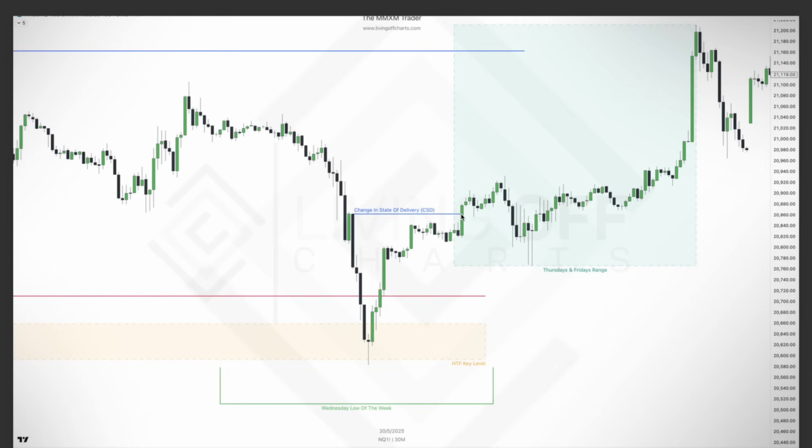So this change in the state of delivery happens, and then we're going into Thursday. So we know we're just looking for retracements back below sell stops, right? We want to see a stop hunt, and we're within this order block here before the market starts to trade higher, which we do on Thursday and on Friday here.